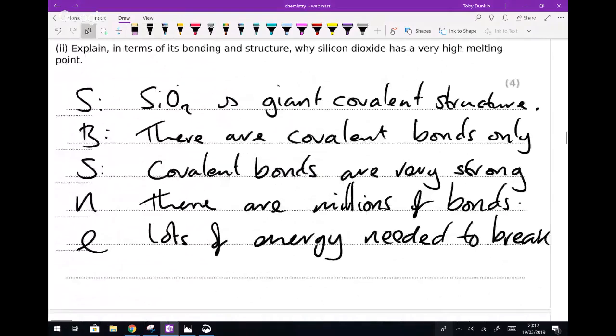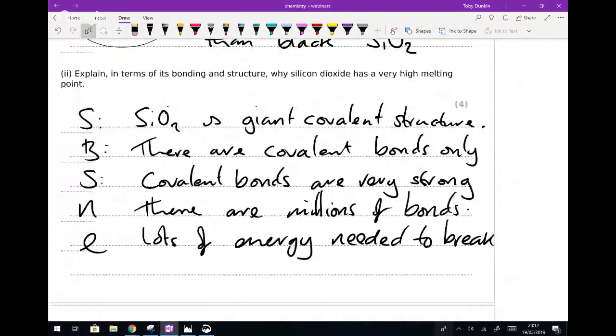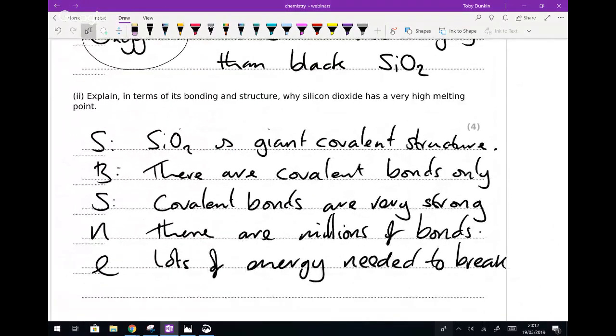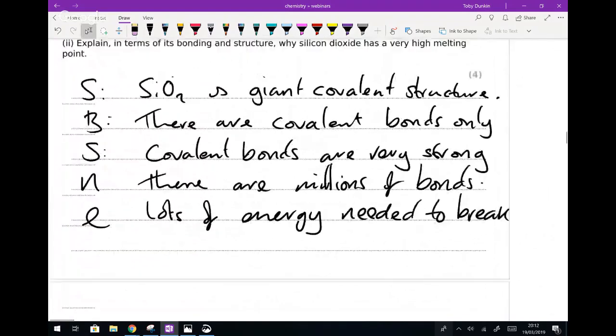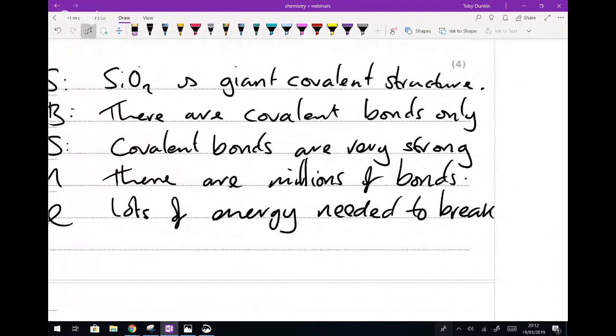Wondering why silicon dioxide has a high melting point. It's just like diamond. Silicon dioxide is giant covalent in structure. Bonds are covalent bonds only. Covalent bonds are very strong. There are millions of them. Lots of energy needed to break.